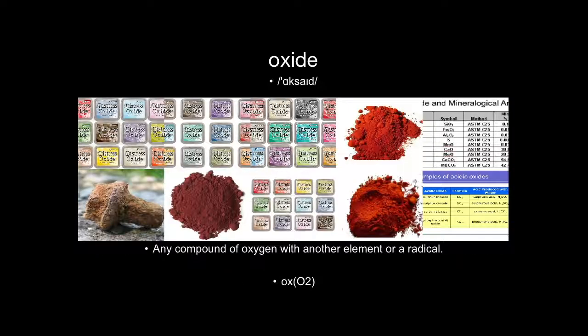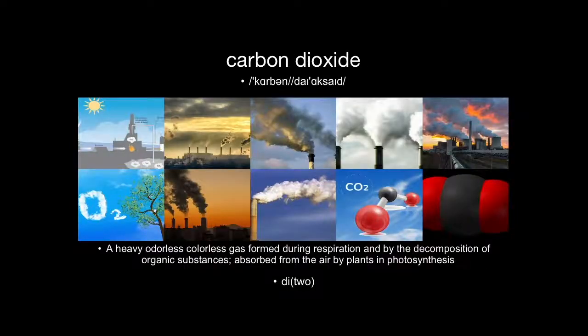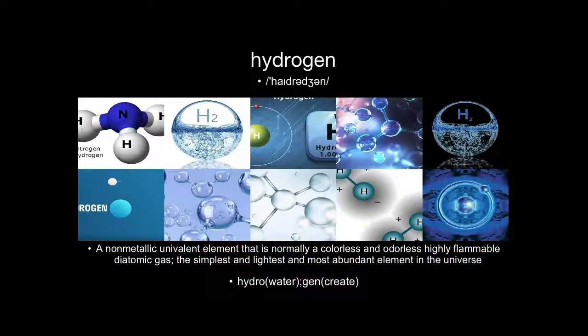Oxide: any compound of oxygen with another element or a radical. Carbon dioxide: a heavy, odorless, colorless gas formed during respiration and by the decomposition of organic substances. Absorbed from the air by plants in photosynthesis. Hydrogen: a non-metallic univalent element that is normally a colorless and odorless highly flammable diatomic gas. The simplest, lightest, and most abundant element in the universe.